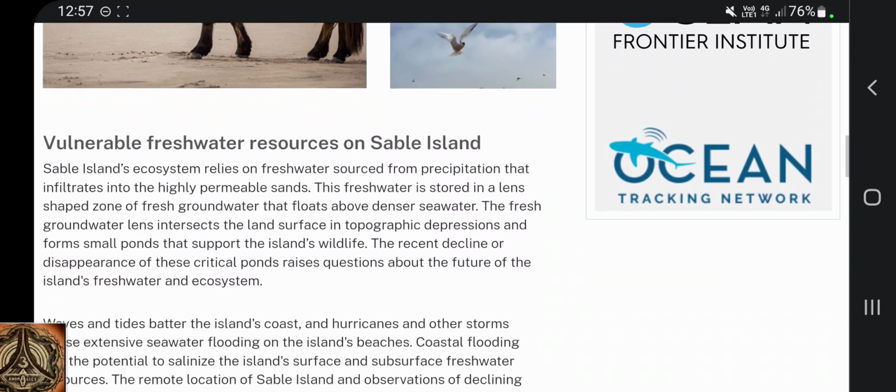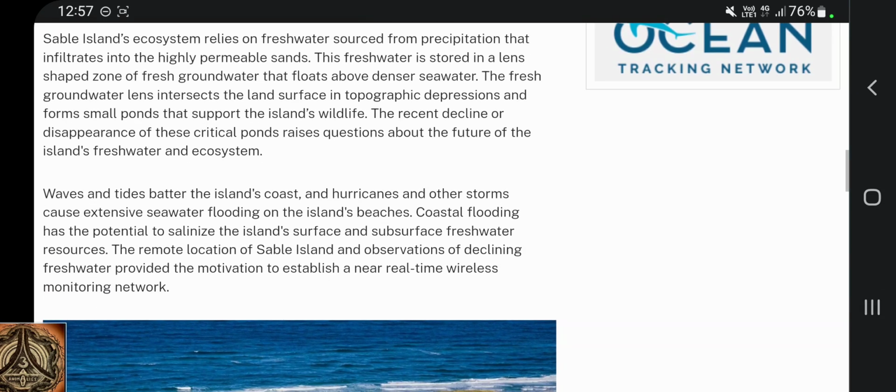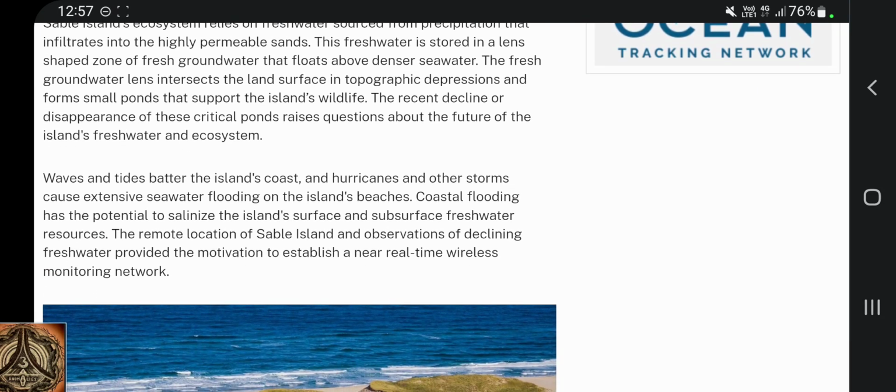Vulnerable freshwater resources on Sable Island. Sable Island's ecosystem relies on fresh water sourced from precipitation that infiltrates into highly permeable sands. This freshwater is stored in a lens-shaped zone of fresh groundwater that floats above denser seawater. The fresh groundwater lens intersects the land surface in topographic depressions and forms small ponds that support the island's wildlife. The recent decline or disappearance of these critical ponds raised questions about the future of the island's freshwater ecosystem.